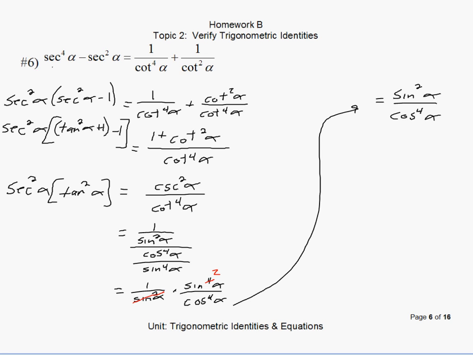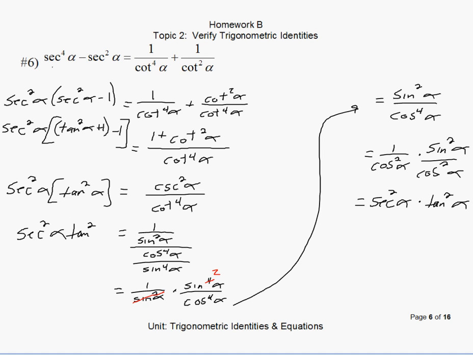We got a plus 1 and a minus 1, which then gives me an idea over here on the right, because that right side is pretty close to this. If I rewrite this right side as 1 over cosine squared of alpha times sine squared over cosine squared, 1 over cosine squared is secant, sine over cosine is tangent. Left and right side are now the same.